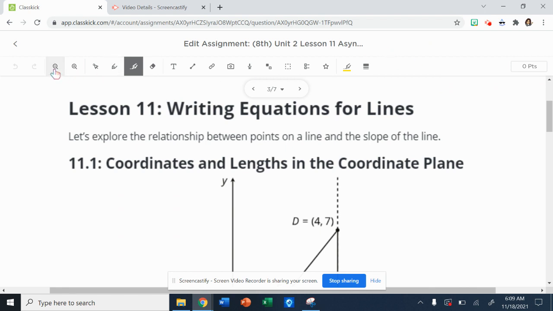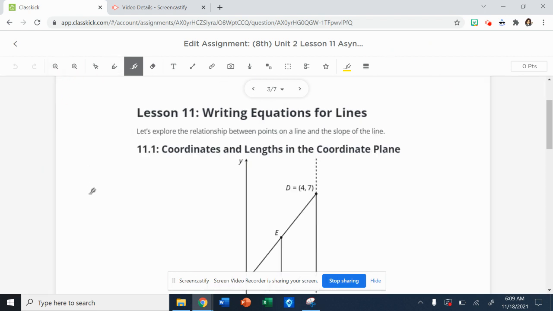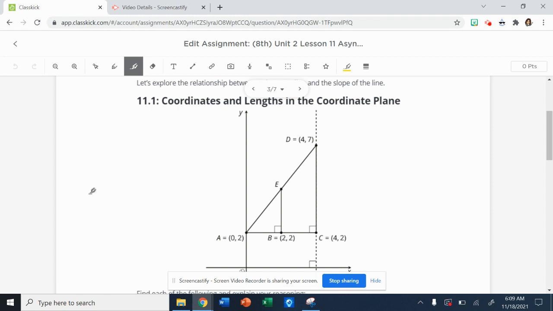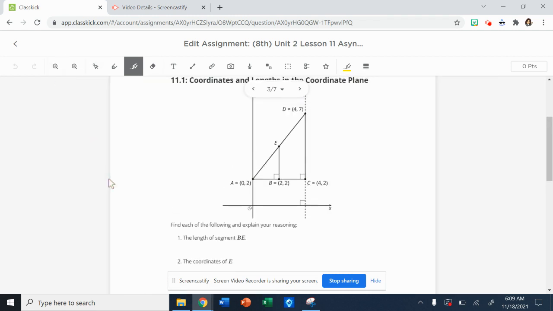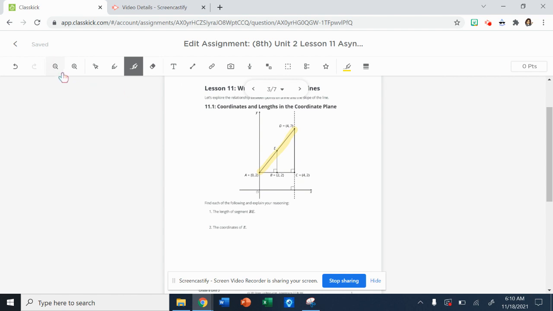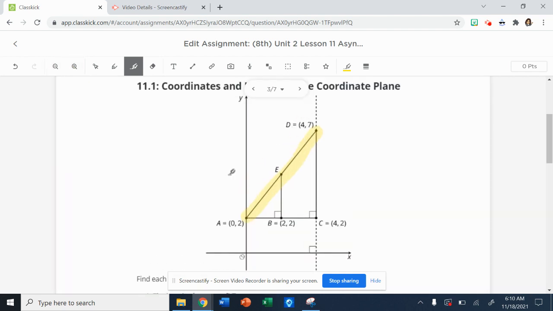So activity 11.1 says, let's explore the relationship between points on a line and slope of the line. Find each of the following and explain your reasoning. The length of segment BE and the coordinates of E. Notice that we have a similar figure here, and we know it's similar because it shares a hypotenuse. The 2 triangles share that hypotenuse side. And so we can determine the length of side BE by determining the length of the other sides.